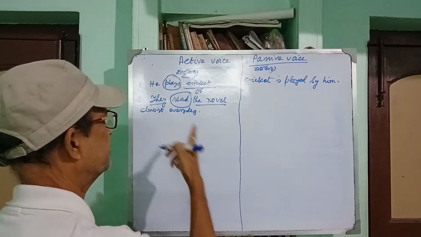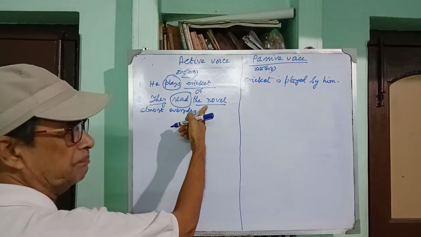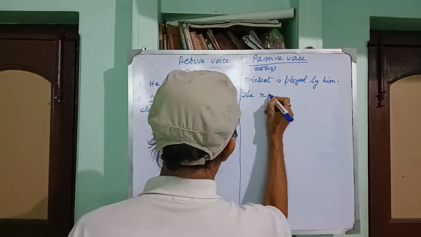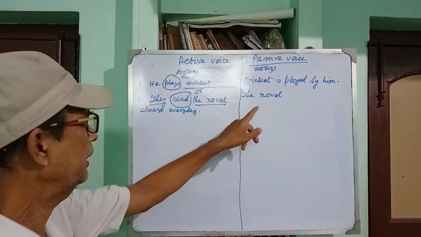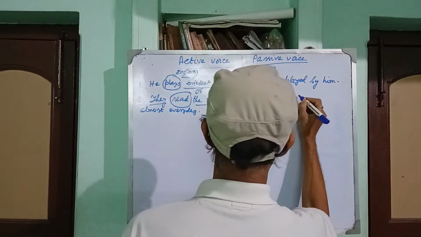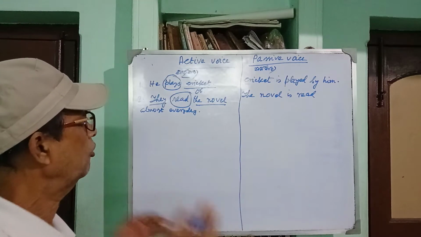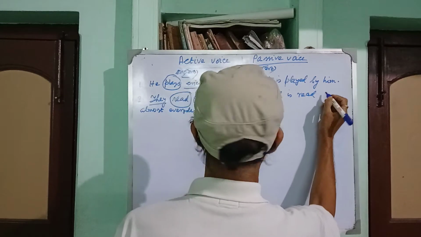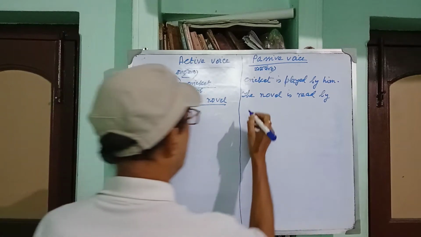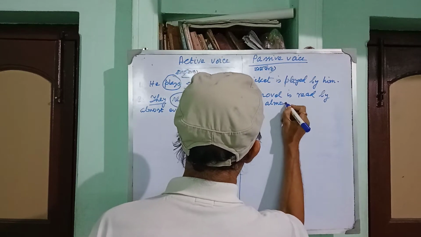Now let us convert it into passive voice. Just pick up the object, novel. The novel is, the verb is read. The novel is read by, they is the subject and its object form is them, by them almost every day.